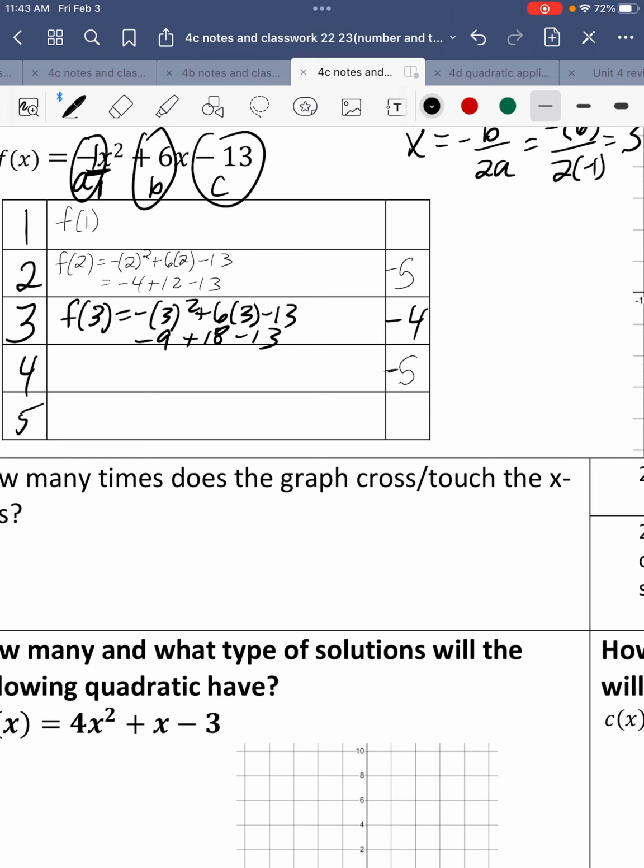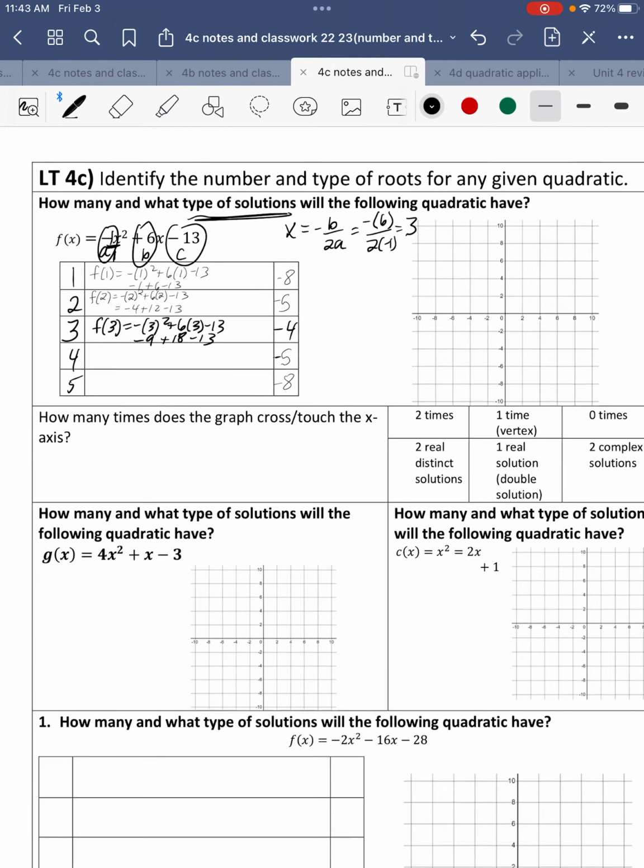Now I'll substitute 1 in. So 1 squared plus 6 times 1 minus 13. So 1 squared is 1, negative, so it's going to be -1 plus 6 minus 13. That's -8. And since 1 is 2 away from 3, then 5 is also 2 away from 3, so that's also -8. So let's plot these points and see what we have.